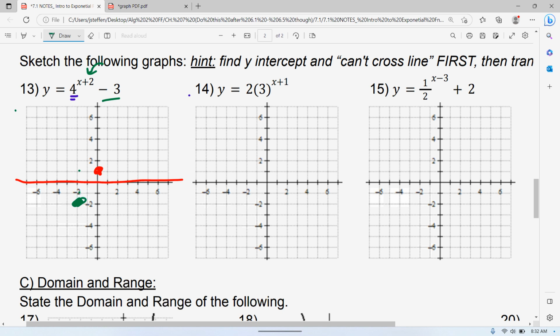And your asymptote, here's the thing. Going left 2 or right 2 is horizontal, so going left doesn't change anything. But going down 3 does. So going down 3, you go 1, 2, 3. That's right here. So this is my new asymptote. This is my new can't cross line. The graph doesn't cross that green line, and it goes to that green point. So like this.